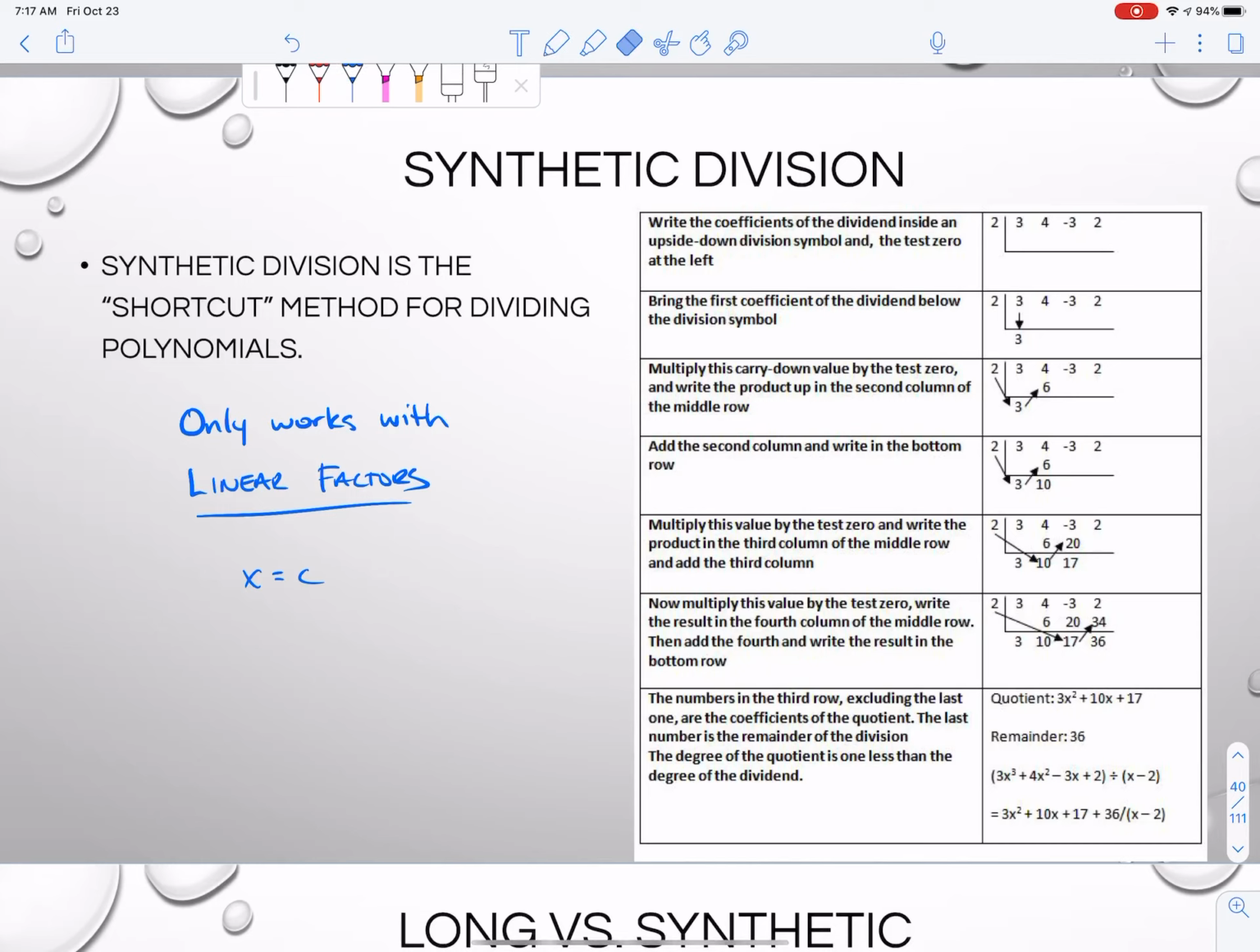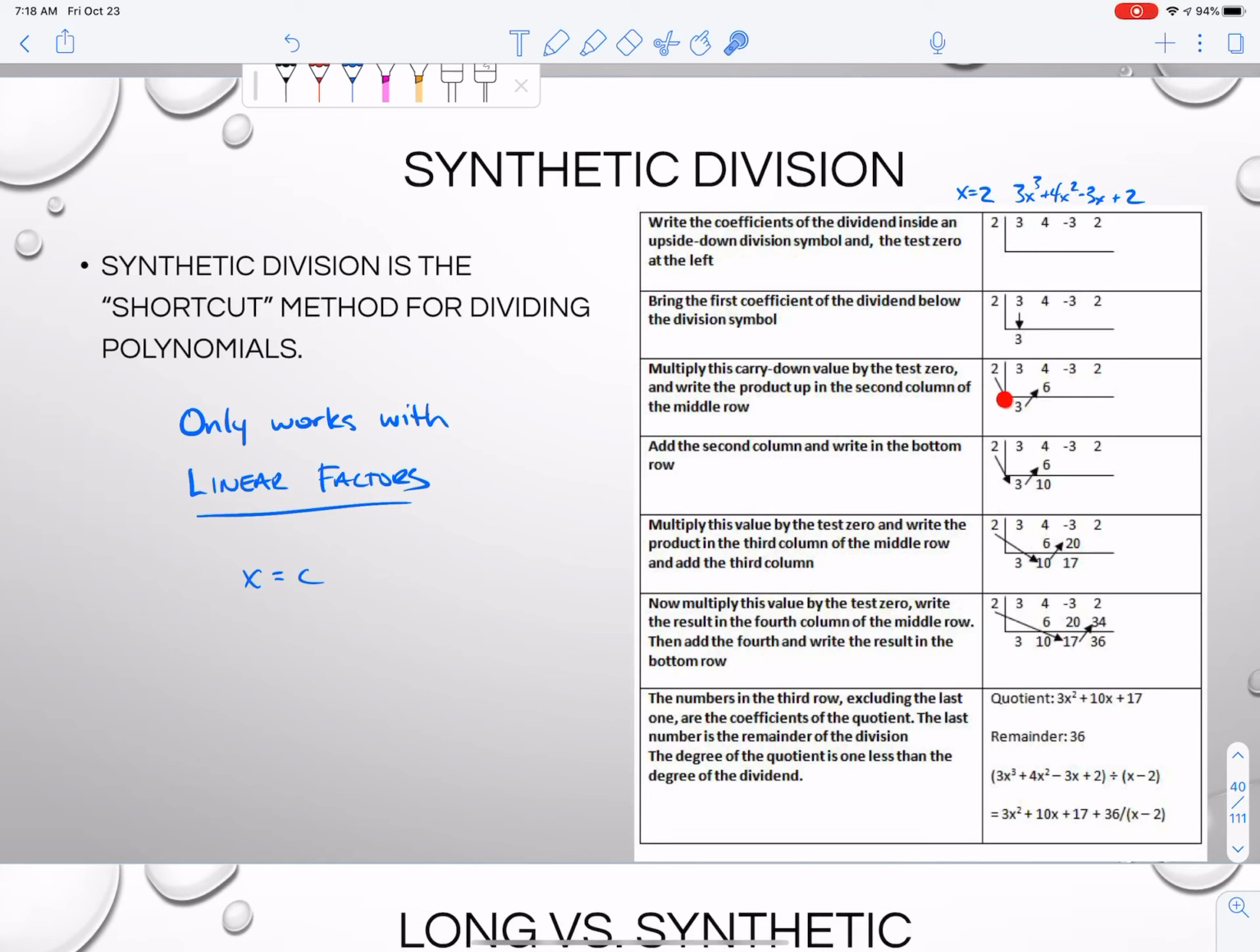So in synthetic division, you're going to write everything in terms of just coefficients. Here I'm dividing by x equals 2. Each of these terms inside represents a term, okay? So here I have 3x cubed plus 4x squared minus 3x plus 2. We're just going to write them without any of the actual variables. So here's the process. I take that first term and I bring it down below.